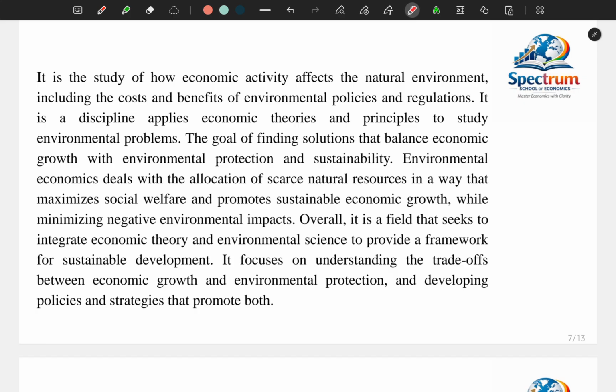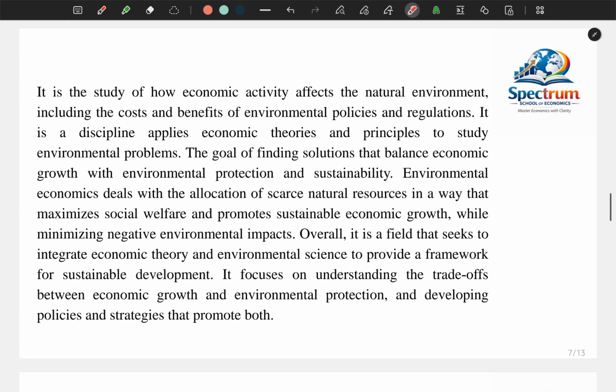This part is important for the PG students, those who are writing theoretical or descriptive type of exams for their PG studies. So I will just tell the things which are related to the PG syllabus also.